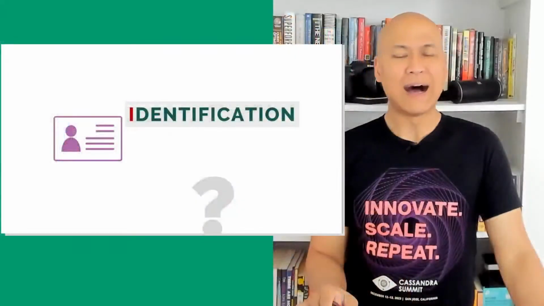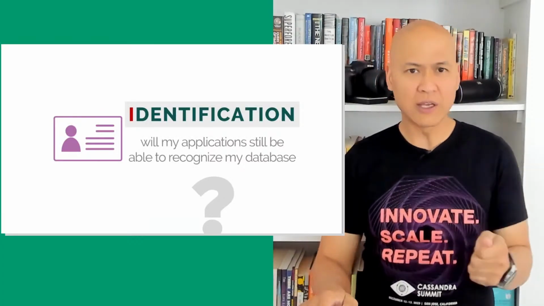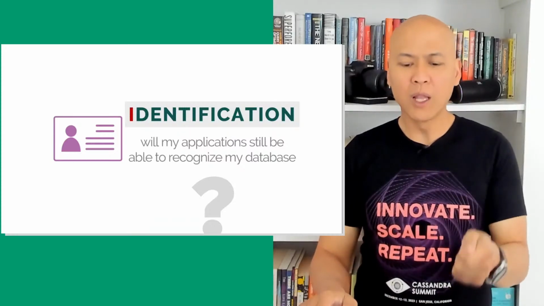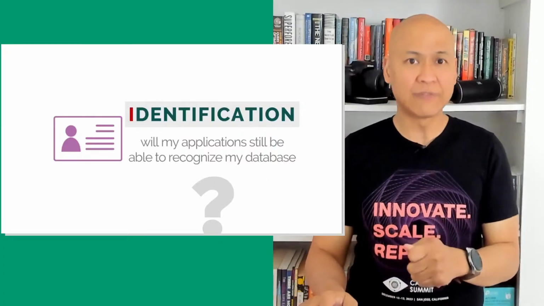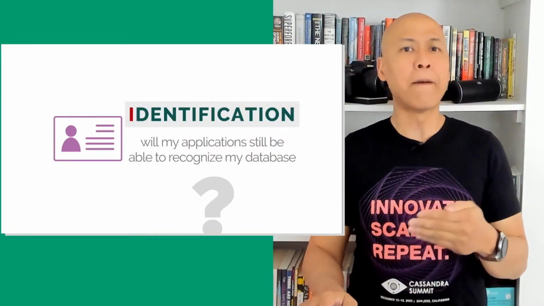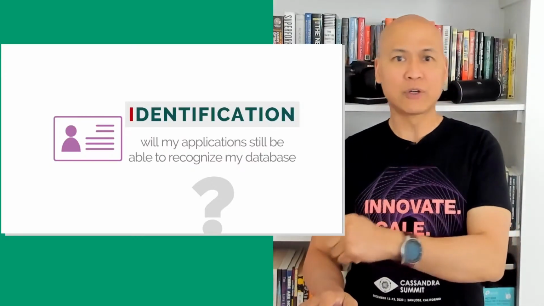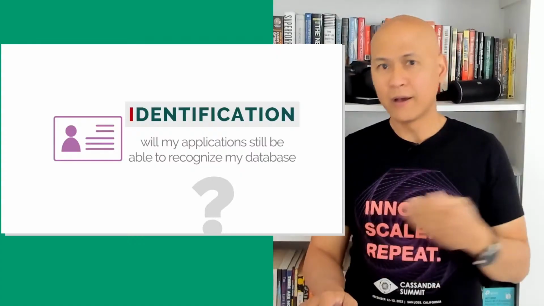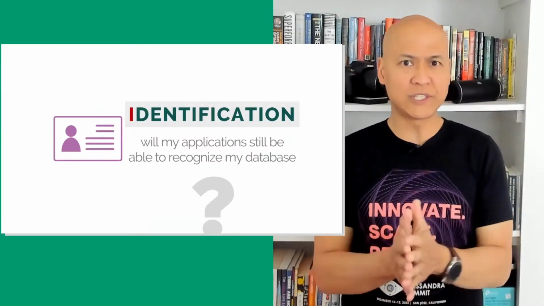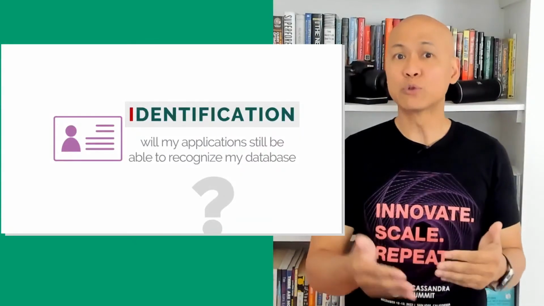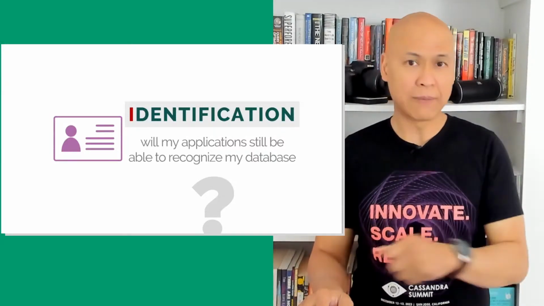Next is identification, or I. What I mean by identification is this: from the point of view of the application, will it still recognize my database? Will it still be able to identify the database? This is more than just knowing where the database is after the migration and upgrade. Part of that is also login and security, but the overall gist is, will my application still be able to recognize and identify my database after the migration?